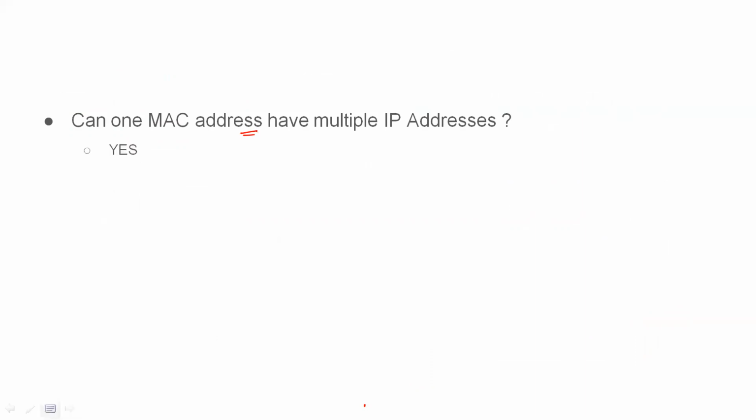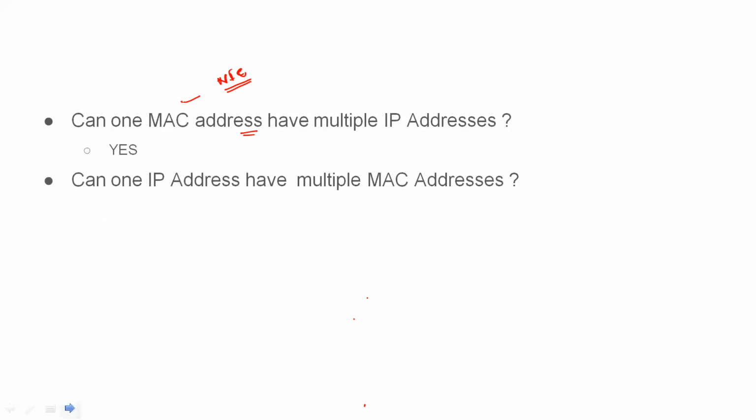The answer is yes. You can have multiple IP addresses for a single system. In your system you have a single MAC address. Where exactly will the MAC address be? That is the first question. The MAC address will be in the NIC card, the Ethernet card. So an Ethernet card can have multiple IP addresses. Yes, we can have multiple IP addresses for a single NIC card, but the vice versa?